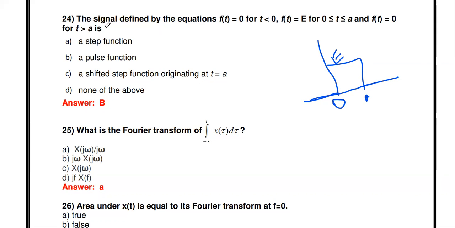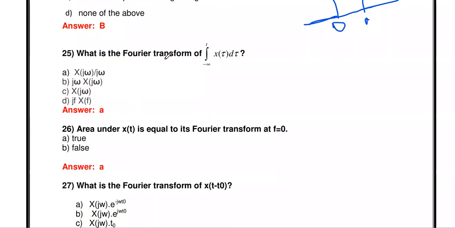So this signal is called, is this a step function? No. Is this a pulse function? Yes. Is this a shifted step function? No. None of the above. So this is the pulse. This is a rectangular pulse shifted by some amount. This is called a pulse signal of certain width. This is the pulse.